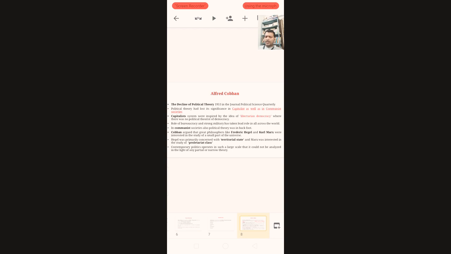Though it was criticized, later on in the year 1960, David Easton makes certain reforms in the form of post-behavioralism, where his main focus is action and relevance. These words, these concepts, these ideas, action and relevance, were added later on.